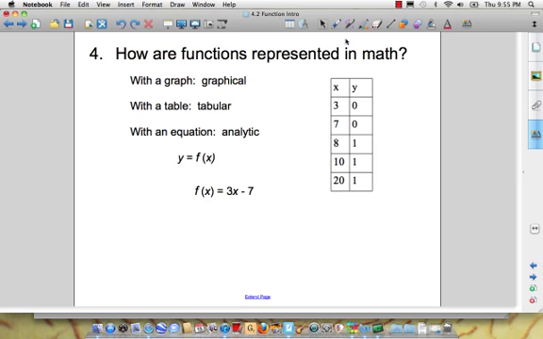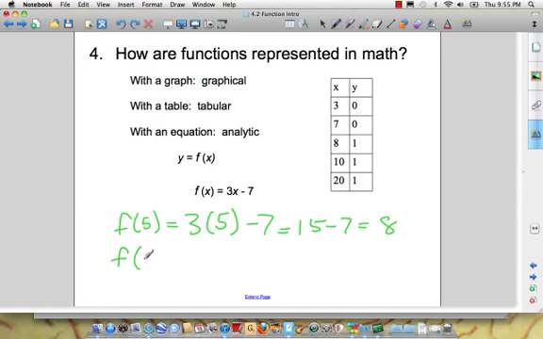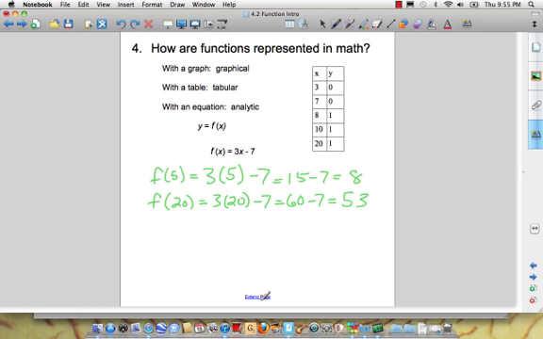All right, so here's how that works if you actually are plugging some numbers in. So if I wanted to know f of, say, 5, well, I plug 5 in for x. 3 times 5 minus 7, or 15 minus 7, which is 8. You could also find f of, let's say, 20. Well, you plug in the 20 for x, so 3 times 20 minus 7, or 60 minus 7, or 53. You could also plug in a negative number, f of negative 2. Well, 3 times negative 2 minus 7, or negative 6 minus 7, or negative 13.